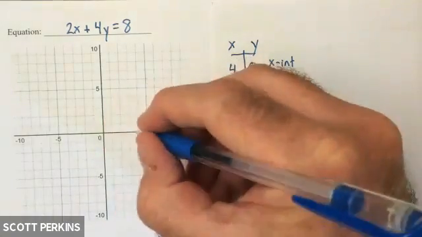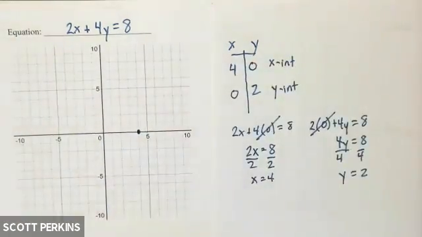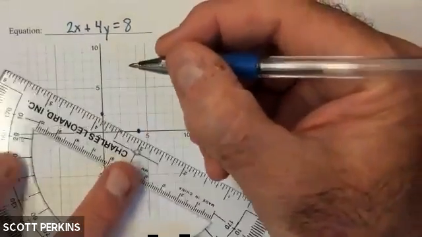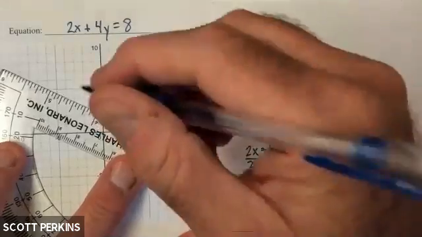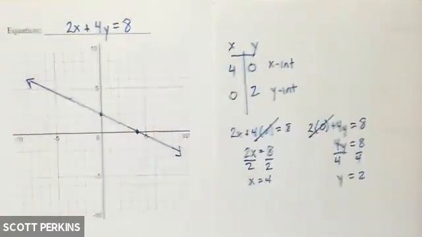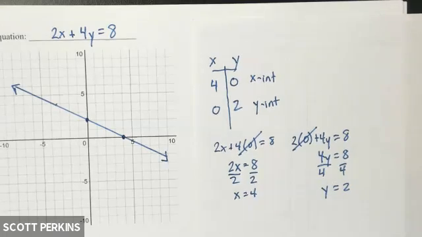Okay, 4, 0 is the x-intercept. So that's this point right here. 0, 2 is the y-intercept. That's that point right there. And now we'll connect the dots. And it looks something like this right here. Perfect. There's my graph. All right, one more problem.